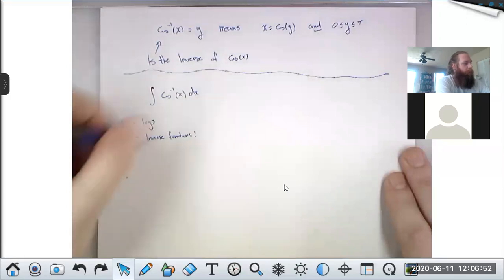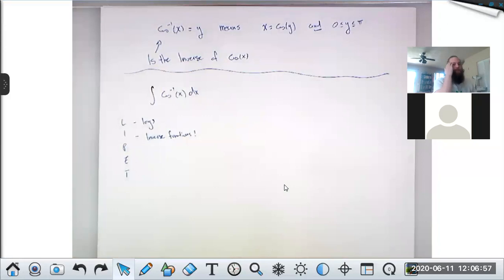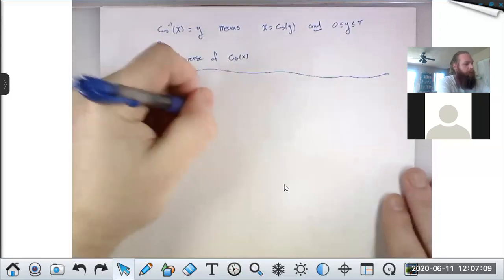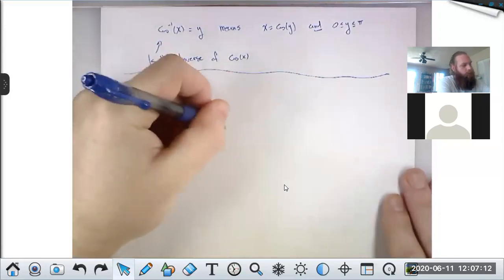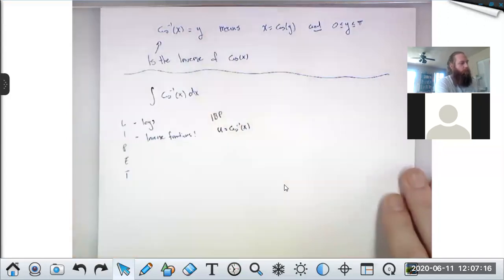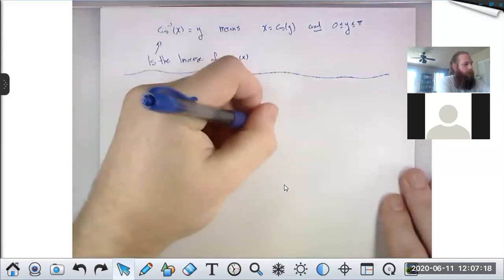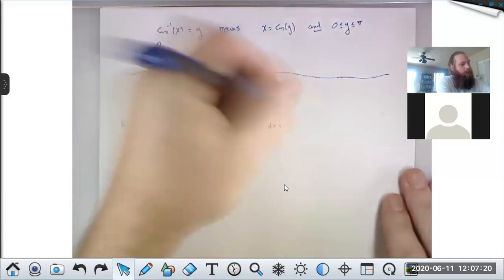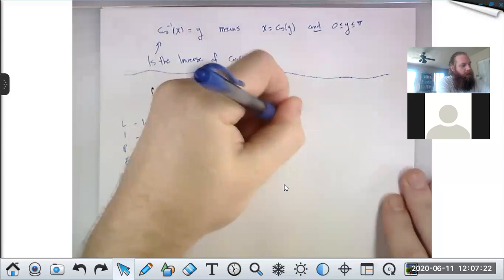According to my LIPET, that's a better way of thinking about it. Yeah, it's super helpful. Knowing how to pick u doesn't help if we don't also know how to pick dv. The nice thing is it not only tells you how to pick u, it also tells you how to pick dv. So I'm going to run IBP with u equal to the inverse cosine of x and dv as everything else, which in this case is just dx.